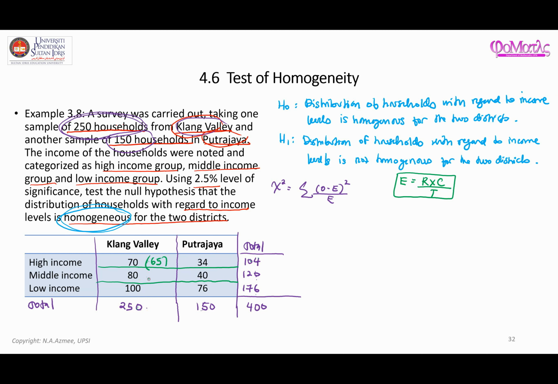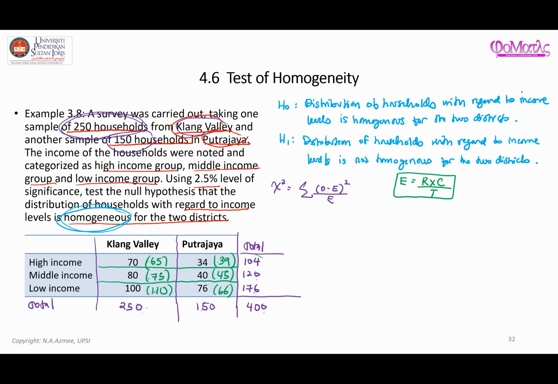For this one, you have to multiply 120 with 250 over 400, and you will get 75. Next, for this cell, you need to multiply 176 with 250 over 400, and the answer here is going to be 110. For this cell, 104 times 150 over 400, you will get 39. And this one, 120 times 150 over 400, is going to be equal to 45. And lastly, we have 176 times 150 over 400. This is going to be equal to 66.